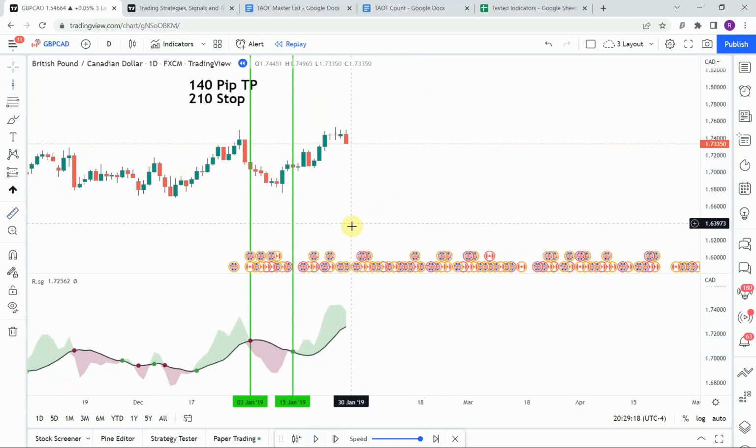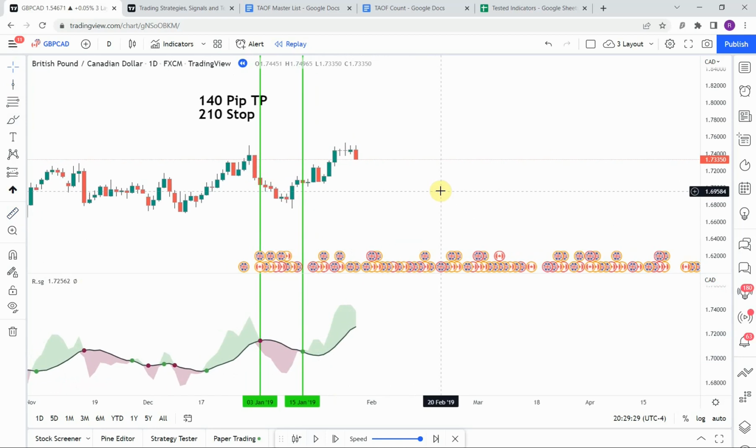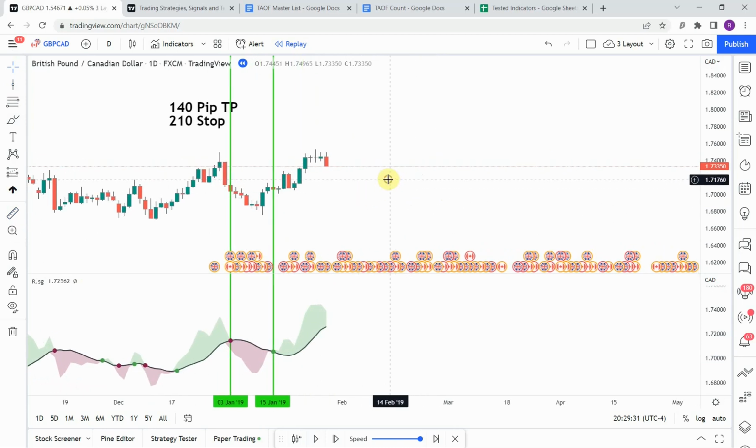All right, the next signal that we pick up is a long signal. Again, you can see that we get that green dot here, nice green cloud, and you can see that we enter here, and a really nice push to the upside gets us to our take profit once again. Let's go ahead and continue on.